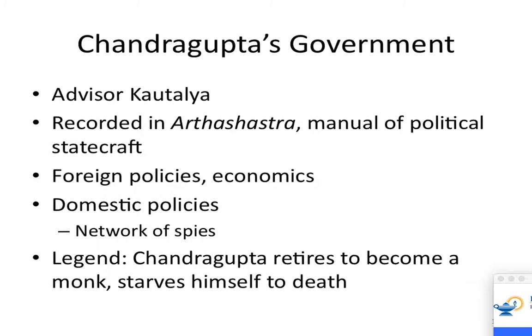And that will be the foundation of your Indian governments from here on out. So the big things you need to know about Chandragupta Maurya: he takes power post Alexander. First unified Indian empire. Its government structure is led by Kautilya. This book is the foundation of Indian government. And Chandragupta becomes a monk and dies. Okay, so that's all you need to know about Chandragupta.